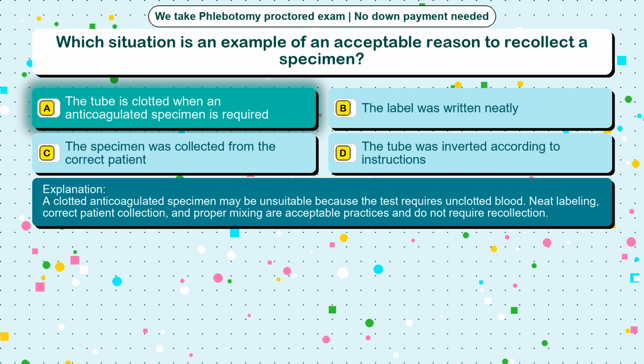A clotted anticoagulated specimen may be unsuitable because the test requires unclotted blood. Neat labeling, correct patient collection, and proper mixing are acceptable practices and do not require recollection.